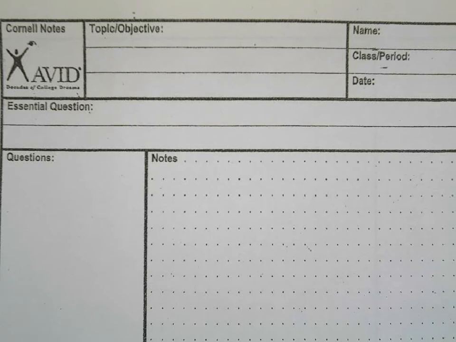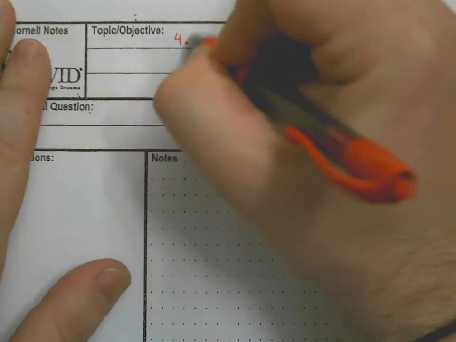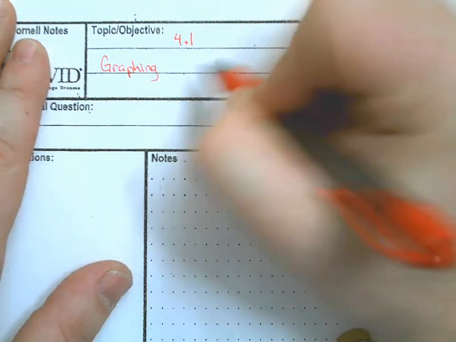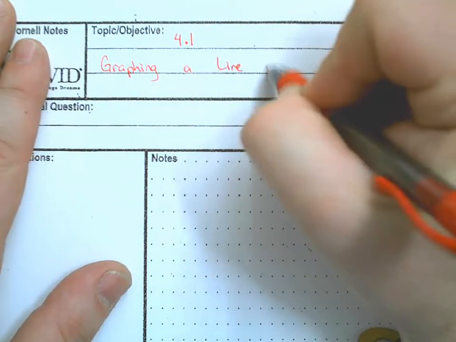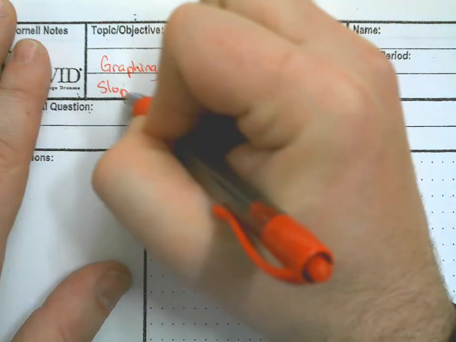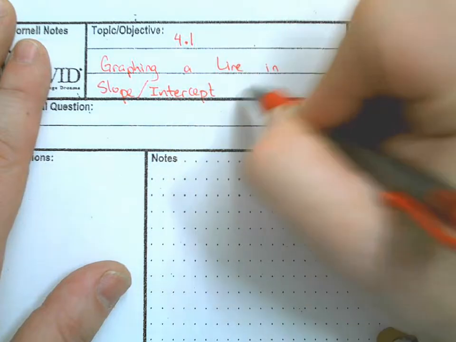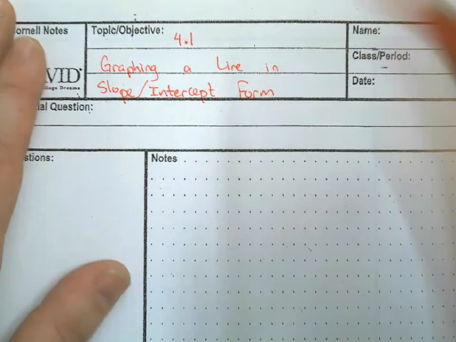In this video, we'll be looking at section 4.1, graphing a line in slope intercept form.